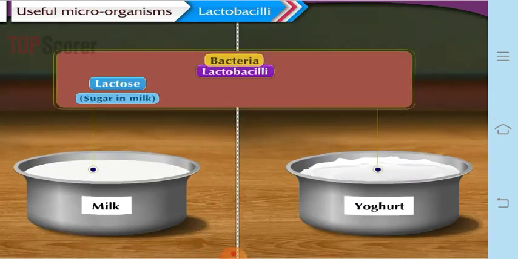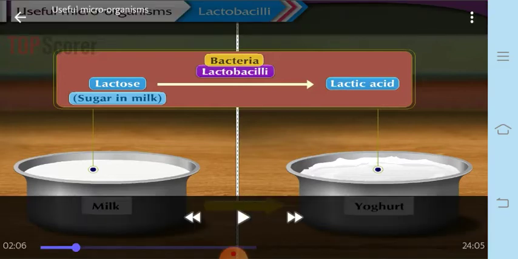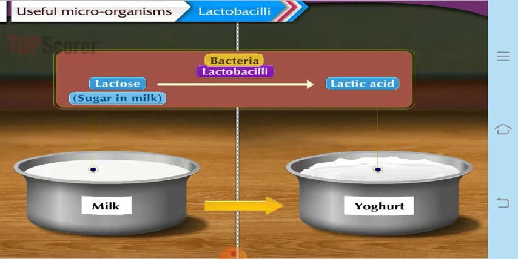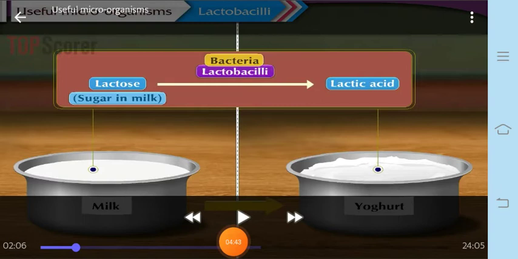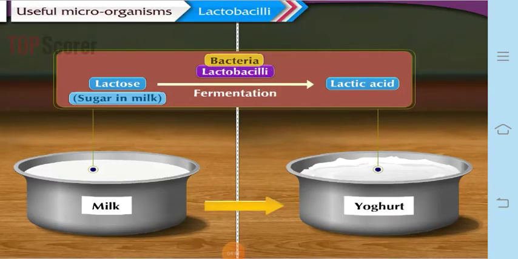So this lactobacilli converts the lactose in the milk, that is, lactose is a sugar present in the milk. This lactose is getting converted into an acid called lactic acid, and this process is also called fermentation. This fermentation takes place whenever the milk is curdling or milk is forming into yogurt.